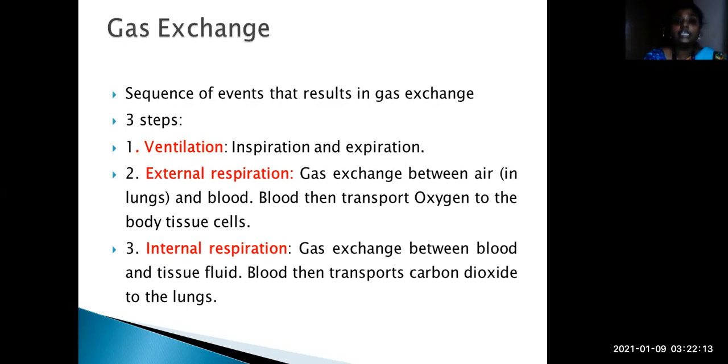The second one is external respiration. What happens here? Gas exchange between the air and the blood. External respiration means gas exchange between air and the lung blood, and internal respiration means gas exchange between blood and the tissue fluids. In external respiration, blood transports oxygen to the body tissue, and in internal respiration, blood transports the carbon dioxide to the lungs.